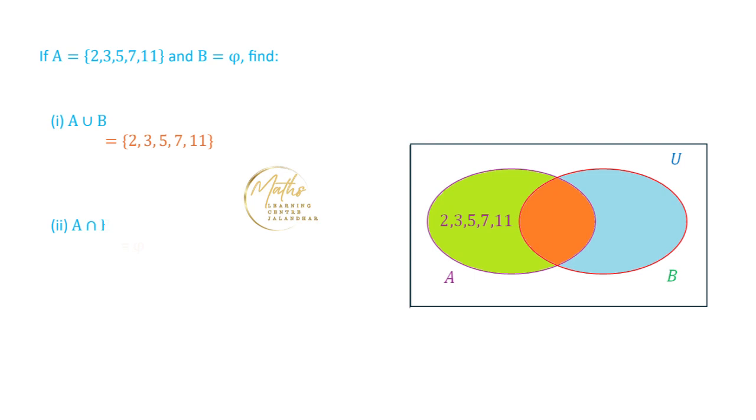Next we have to write the elements of A intersection B. Clearly there is no element in B, so there is no common element between A and B. So A intersection B is equal to the empty set.